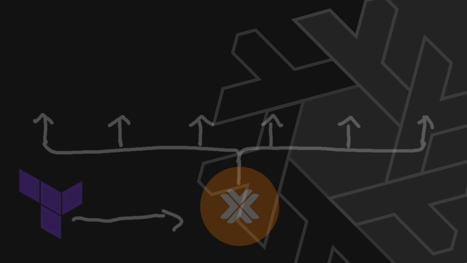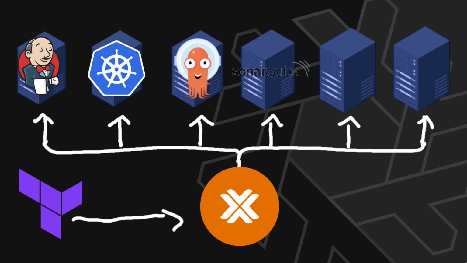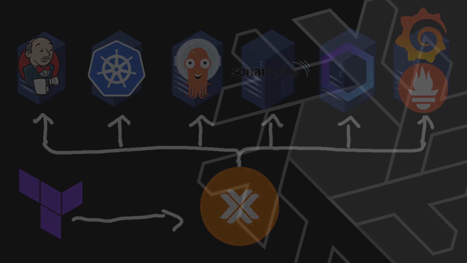We will spin up our servers, then proceed to install essential tools such as Jenkins, Kubernetes, Argo CD, SonarQube, Nexus, and monitoring solutions like Prometheus and Grafana. Finally, we will deploy a sample application using the full pipeline. This will be a multi-part tutorial series, so stay tuned for more.